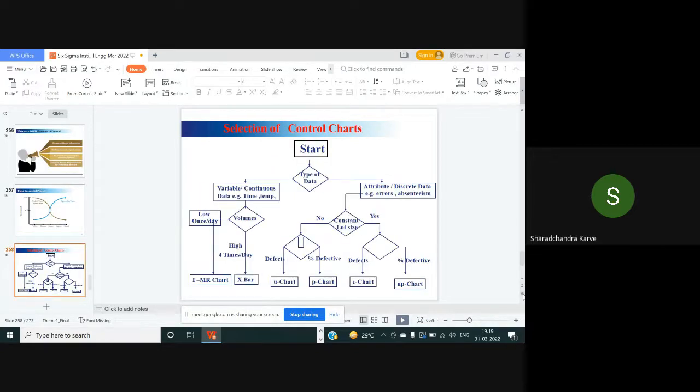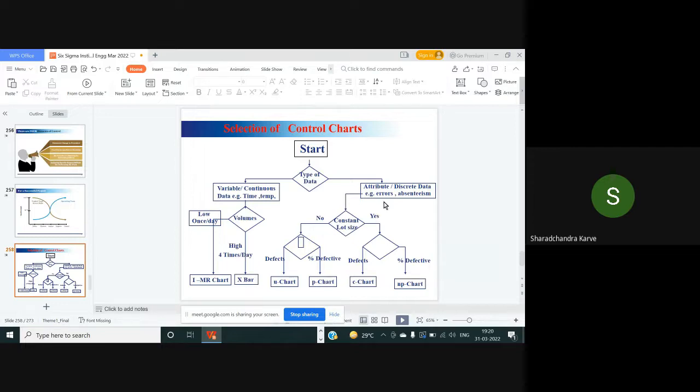So in a control phase, various control charts are used to monitor the process. The types of control charts used depend on what type of data there is for the process, that is, the CTQ is of what type of data. So if the CTQ is of a variable or continuous data, the control charts used are different. And if it is an attribute or discrete data, the charts used are different. If it is continuous data, how much is the volume? If it is low, once in a day, then it is probably an individual and moving range chart. And if the volume is high, 4 times a day, probably it is called an X bar chart. So we will take an average of these 4, that is what is called an X bar.